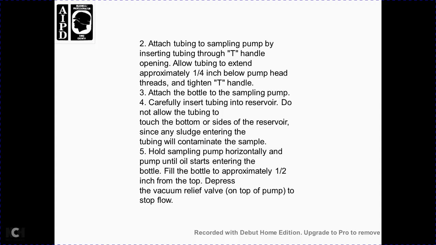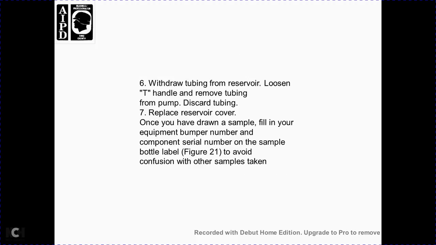Insert the tube through the T-handle opening of the pump head, with the tube extending approximately 1/4 inch below the bottom of the pump head. Tighten the T-handle to attach the bottle. Sample pull. Using the sampling pump, carefully insert the tube into the reservoir. Do not allow the tubing to touch the bottom or the side of the reservoir, to avoid sludge contaminating the sample. Hold the sample pump horizontally and pump until oil starts entering the bottle. Fill the bottle to approximately 1/2 inch from the top. Press the vacuum relief valve on the top of the pump to stop the flow. Step 6: withdraw the tube from the reservoir and loosen the T-handle.